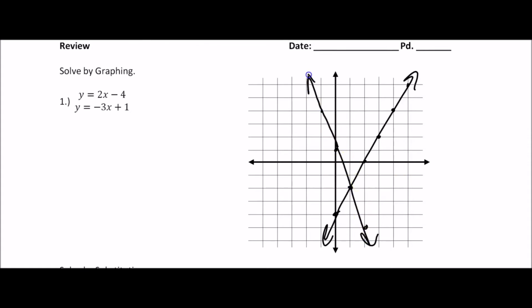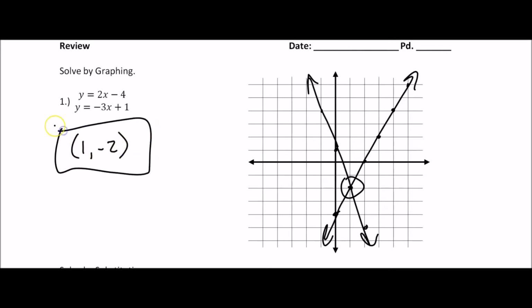And we just look and see, oh, they intersect right here. That's at the ordered pair (1, -2). So we write our answer as the ordered pair (1, -2). And really what that's telling us, it's solving for x and y at the same time, saying x equals 1 while y equals -2. Okay?